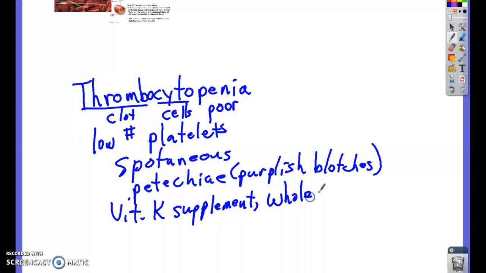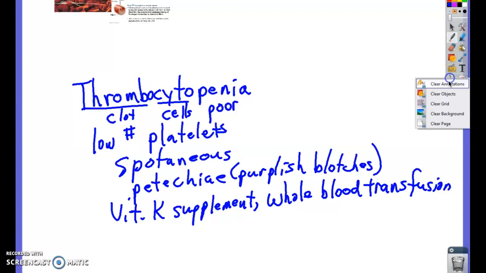If that doesn't help, then you can just get a whole blood transfusion, and you have to get the whole blood because you need the platelets. Okay, so you can't just get the plasma, the liquid part. You need the platelets. So sometimes they may have just the platelets separated out. Sometimes it's just easier to get a whole blood transfusion, and you will get the platelets that come with it. Okay, so that is thrombocytopenia.